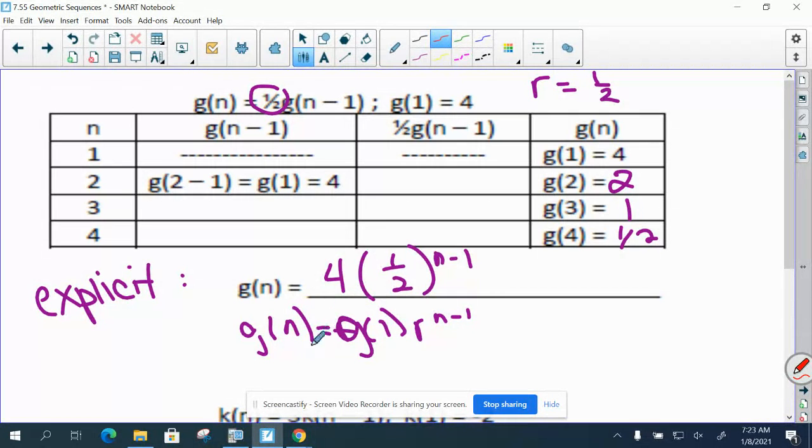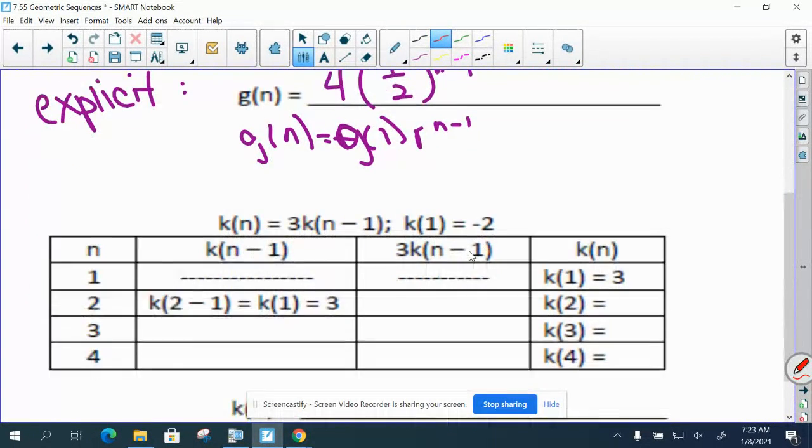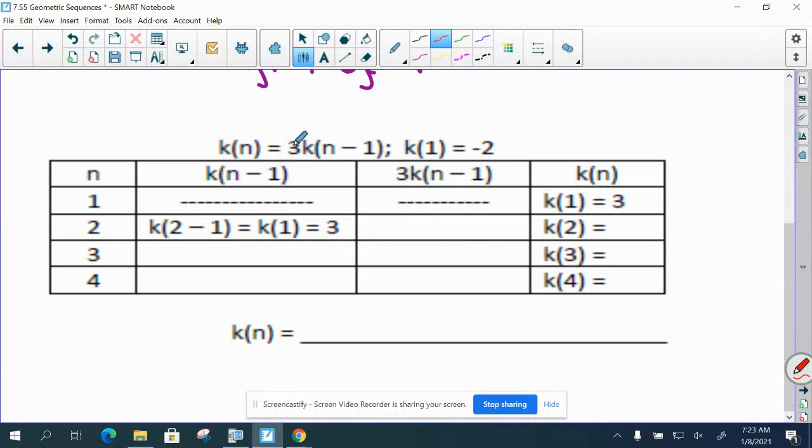Okay, and one more. So here, the factor is 3. First term is -2. Okay, this table is messed up. So the first term should be -2. So we're doing -2 times 3, which is -6. -6 times 3 is -18. -18 times 3 is -54.